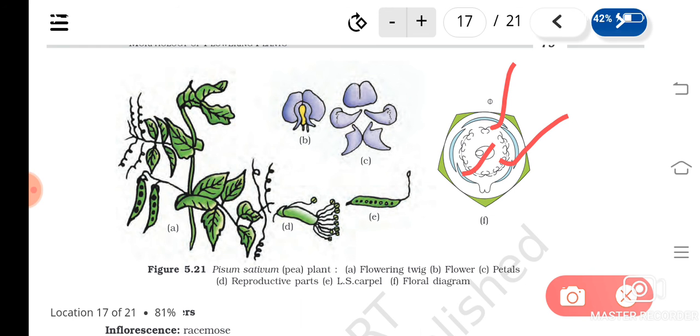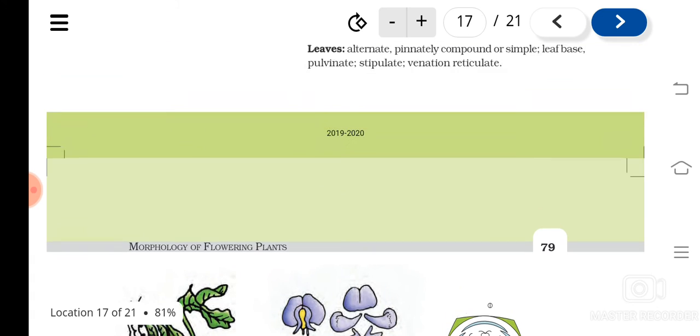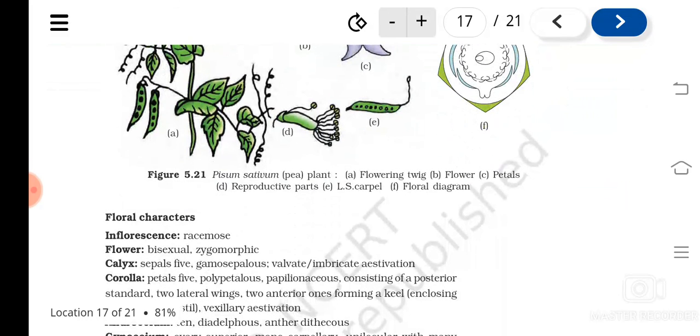Then gynoecium, it is monocarpellary, no chambers you can see here, isn't it? And it has marginal placentation, as we have learned. Understood? And it is a superior ovary. Superior we cannot show in the floral diagram. So is it clear? So floral formula and floral diagram are very clear now.